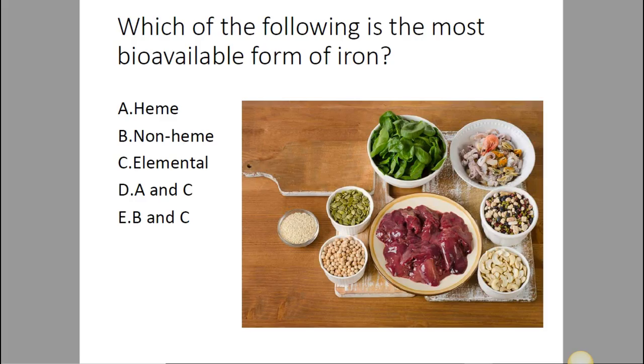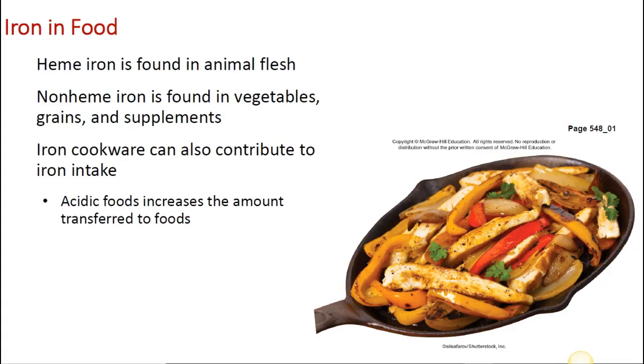All right, which of the following is the most bioavailable form of iron? That's heme iron. And that is going to be found only in animal flesh. So you'll only get heme iron in animal foods, whereas non-heme iron can be found in veggies, grains, and also supplements. Iron cookware can also contribute to your iron intake. Acidic foods will increase the amount that is leached from the pan or the cookware and transferred into foods. So cooking your foods in iron pots or pans can actually help increase your iron intake.